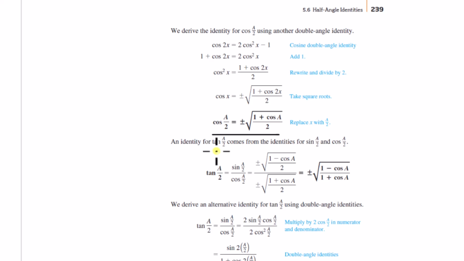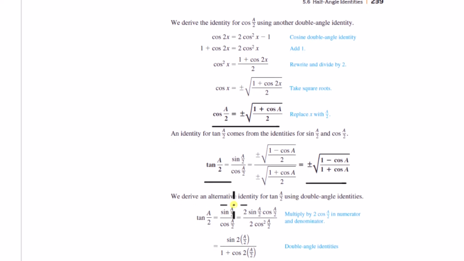Now, an identity for tangent a divided by 2 comes from, that's one way you could do it. There are probably different ways. You could use the quotient identity, that tangent a divided by 2 is equal to sine of a divided by 2 divided by cosine of a divided by 2. And that's what they plug in here, simplify, and get plus or minus the square root of 1 minus cosine a over 1 plus cosine a. So there is the half angle identity for tangent.